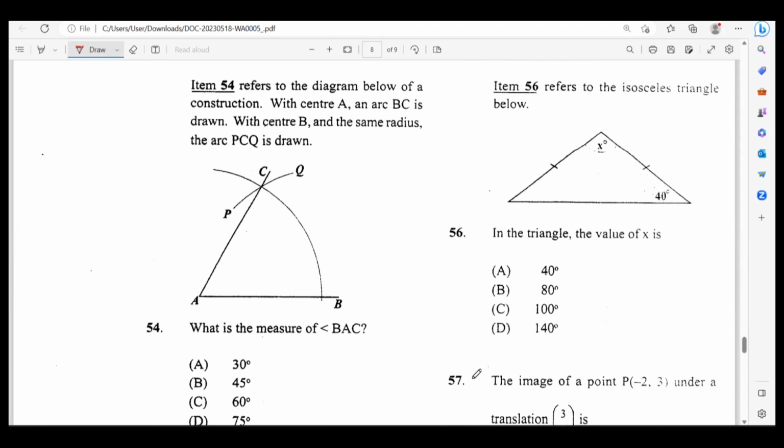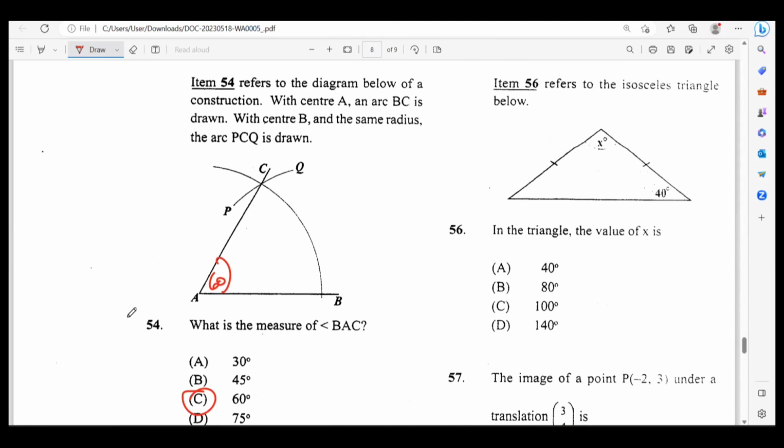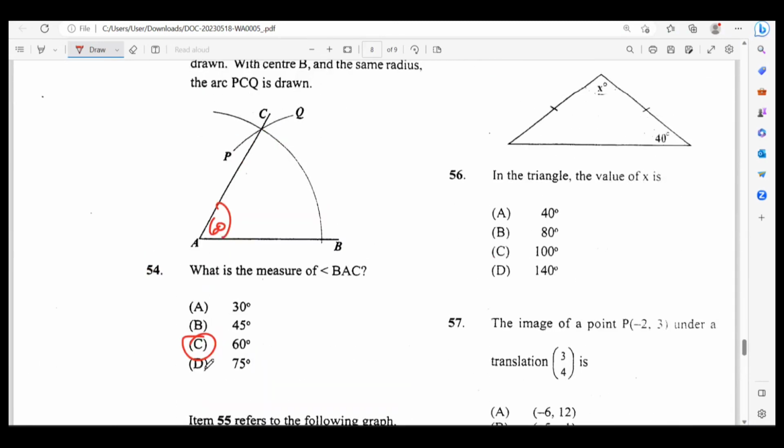All right, item 54. This question comes a lot as well, right? In construction, I've only seen them send in the 60 degree. So this is the 60 degree angle. You look at it, look what it looks like. The moment you see it, it is 60. All right, so take note of it.